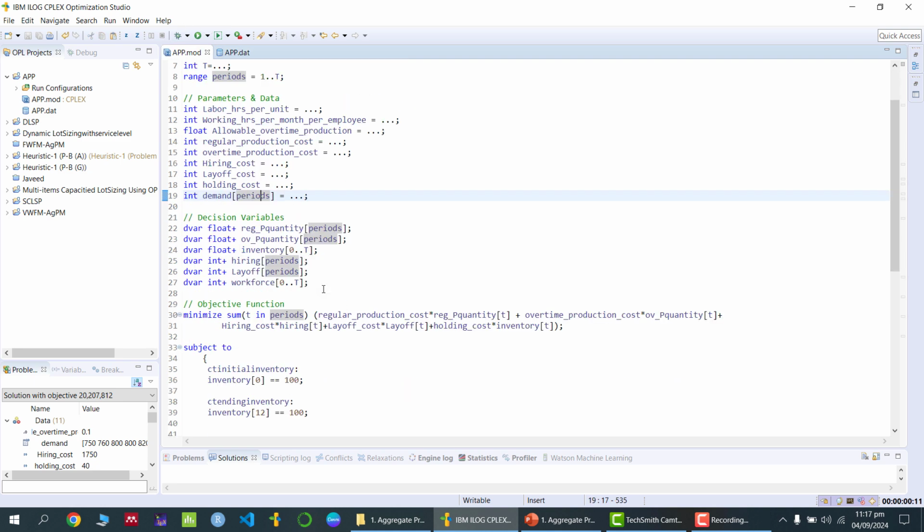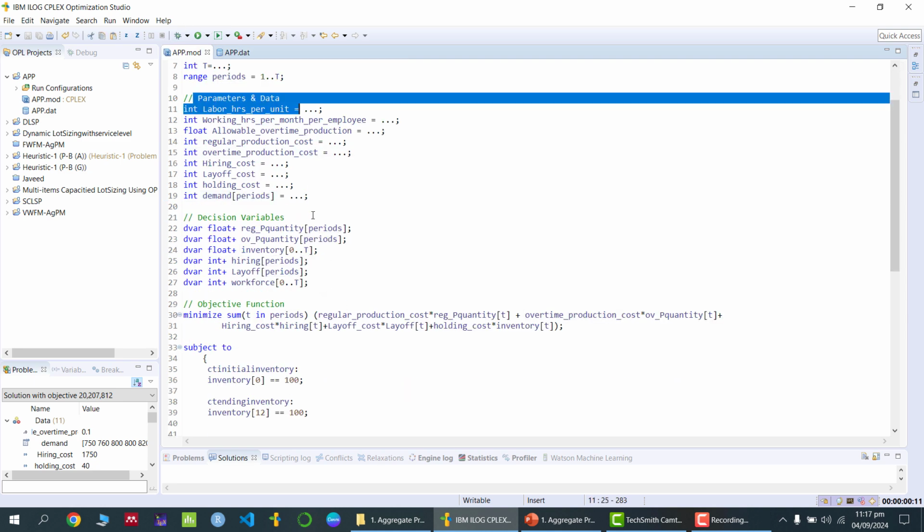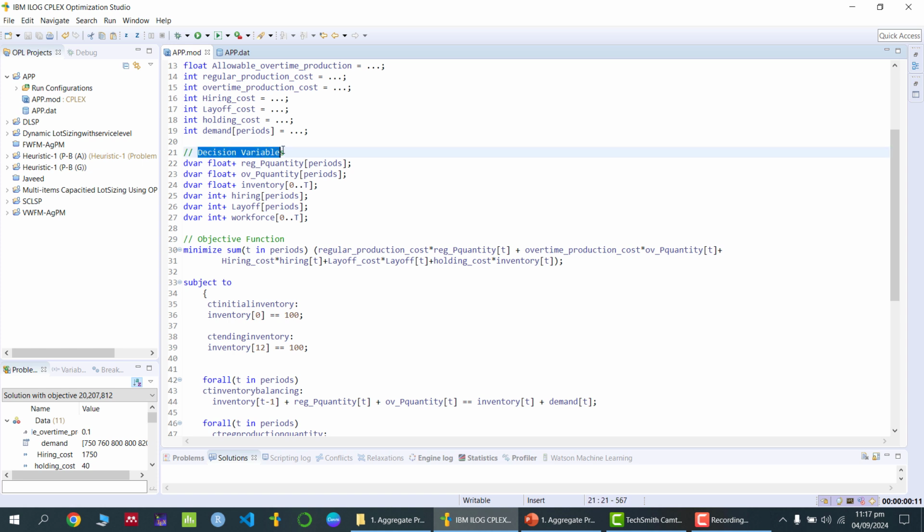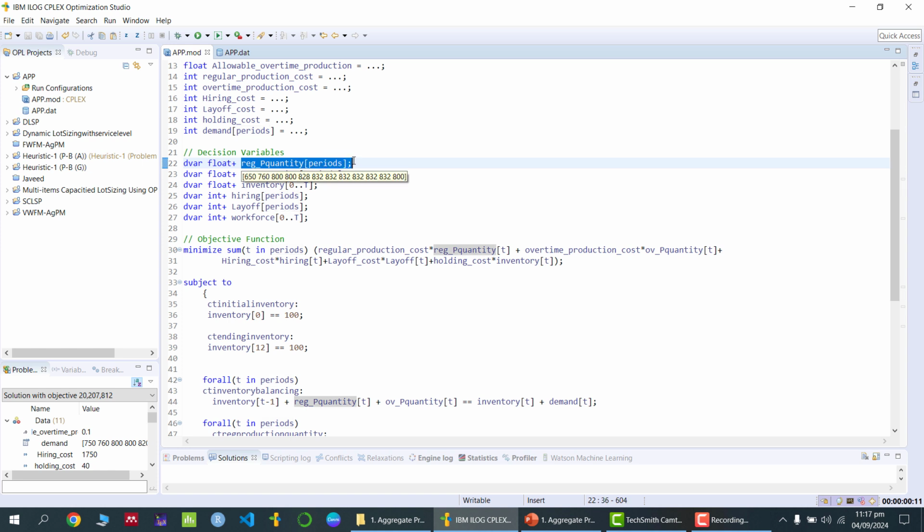Once we have declared the parameters and the data, now we need to define the decision variables. The first decision variable is the regular time production quantity. We are representing it with float plus, which means it should be greater than or equal to 0, so we are considering it a continuous variable. dvar is a keyword that tells us this is a decision variable. Another decision variable is the overtime production quantity. Again, I am considering it continuous.